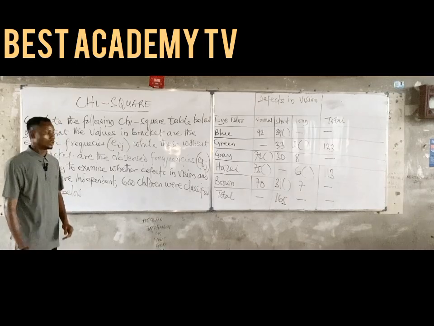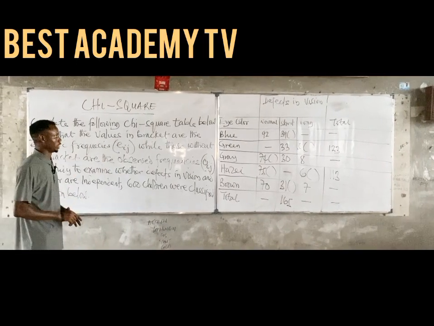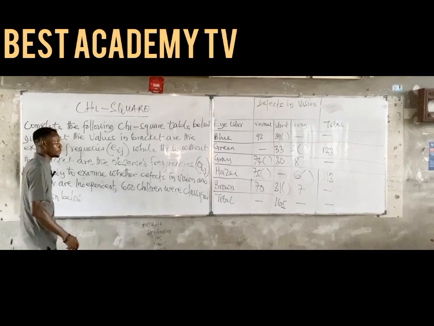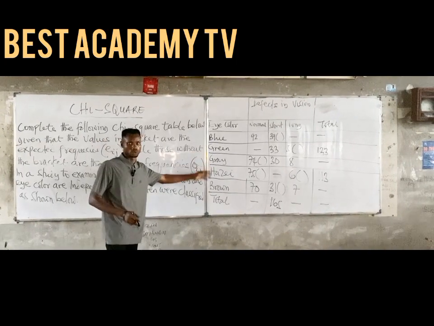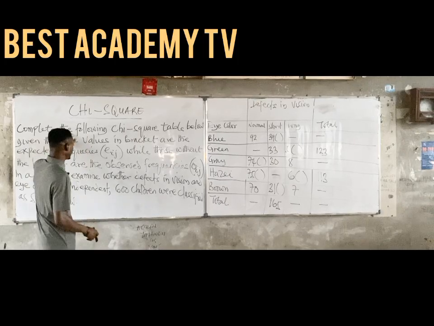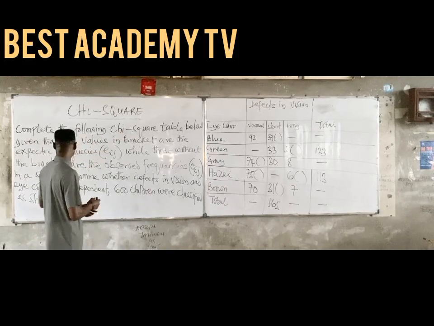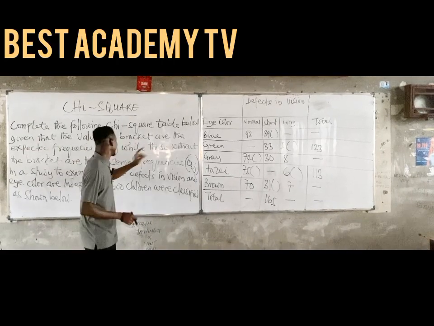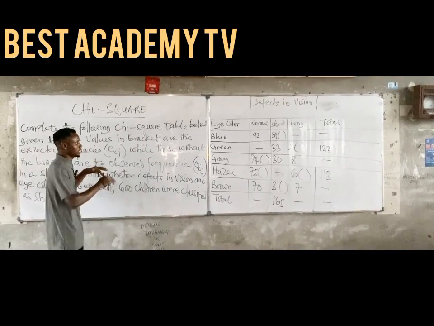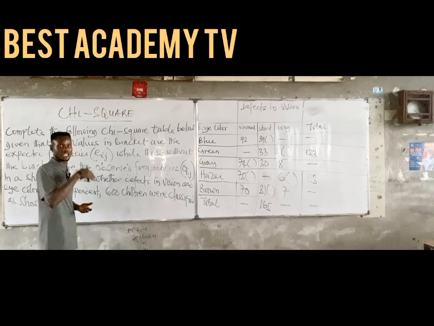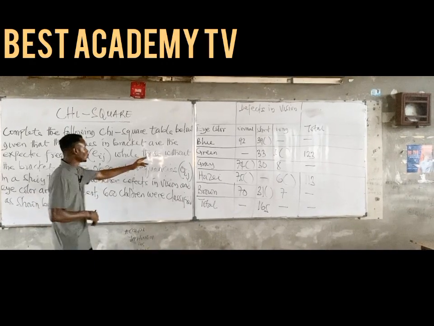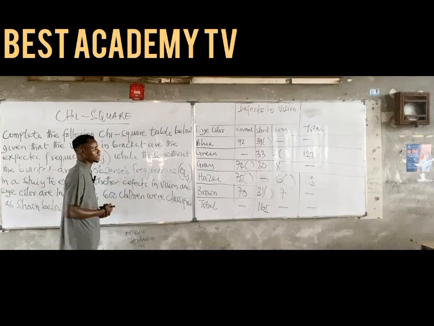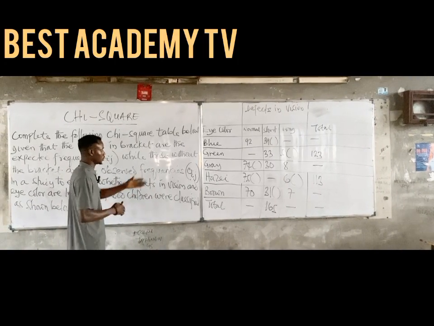All right. Let's solve this question here on chi-square. They said complete. Of course, this question will teach us how to complete any chi-square table. Please take note. They said complete the following chi-square table below, given that the values in brackets are the expected frequencies. That means anytime you see brackets, what you should put in there is the expected frequency, while those without the bracket are the observed frequency. That is, the numbers outside the bracket are the observed frequency.